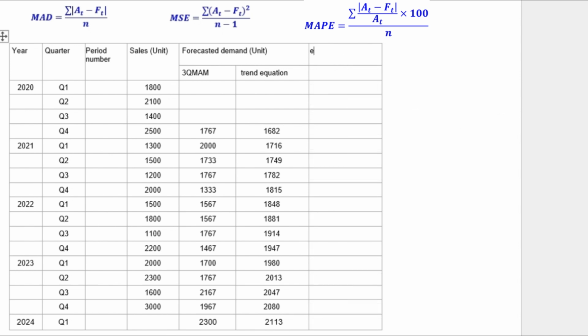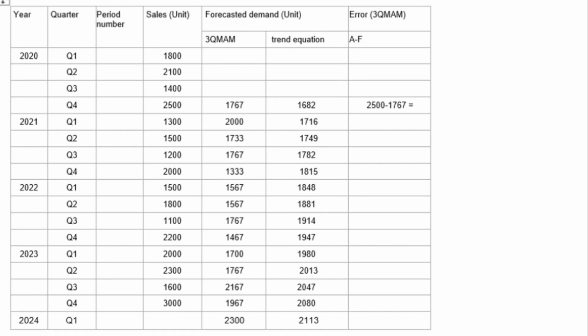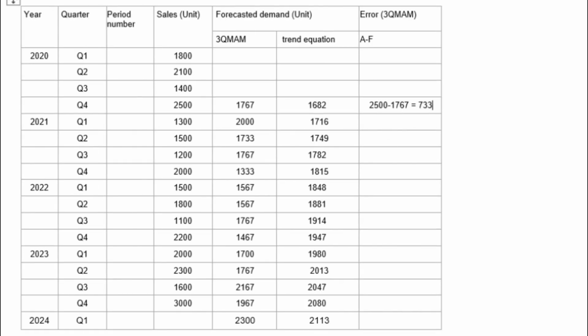So here is the error for 3QMAM or 3-quarter moving average method. The error, as you know, is actual minus the forecast. So for this quarter, it is 2,500 minus 1,767. This is equal to 733. For the next period, it is 1,300 minus 2,000, equal to negative 700.